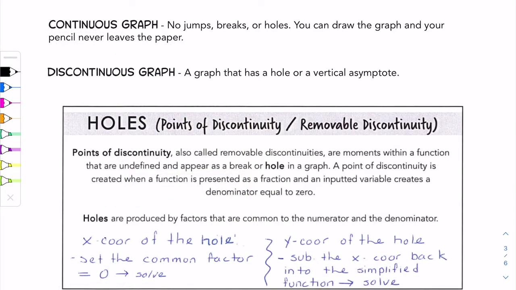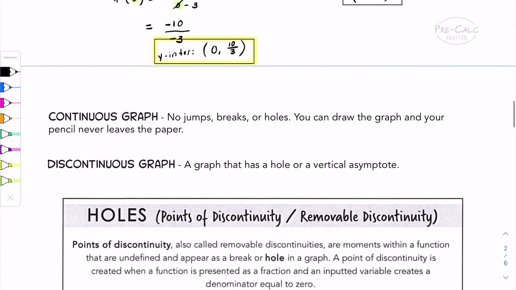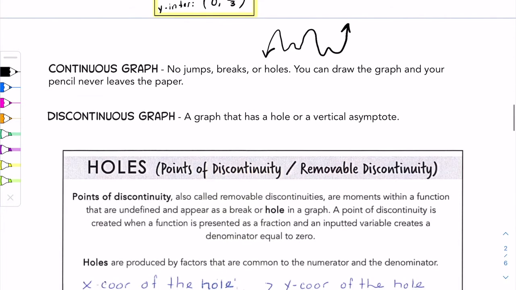Next, we're going to talk about continuous versus discontinuous graphs, which leads us into holes and vertical asymptotes. Continuous graphs are graphs that have no jumps, breaks, or holes. You can draw the graph without the pencil ever leaving your paper. So for example, if I was to draw a continuous graph, it could be something like this. You can have multiple curves, but it goes on forever. You have multiple turning points, but it never stops or makes a jump. So your pencil never left the paper when you're drawing it.